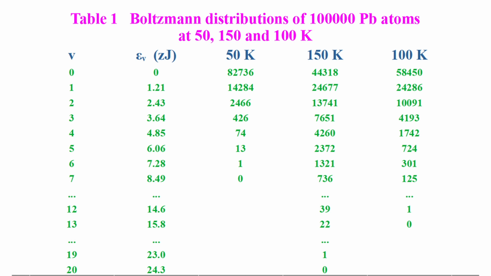Notice, as mentioned earlier, that as the temperature increases, N0 decreases and the other Ni's increase. Also, notice, as mentioned earlier, that at each of the temperatures, the populations keep on decreasing as we go to higher and higher energy states.